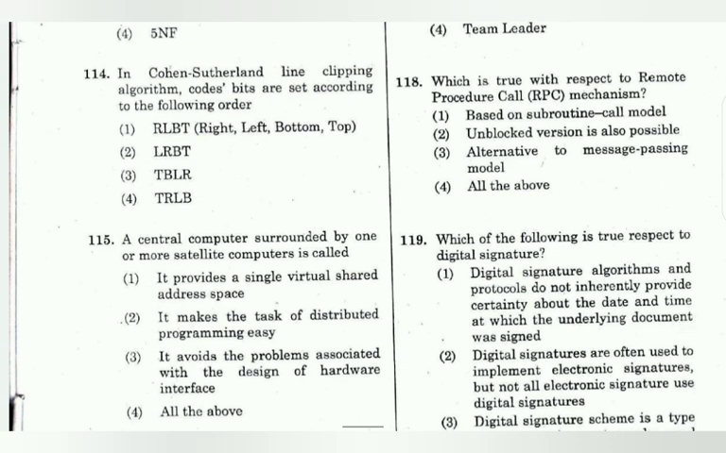Which is true with respect to the remote procedure call mechanism? RPC allows a program to invoke procedures on a remote system like a local function call. It follows a subroutine call model, meaning it abstracts network communication. Non-blocking versions exist to improve efficiency. So it is an alternative to message passing, where inter-process communication is managed automatically. So option 4, all of the above, is the correct answer.